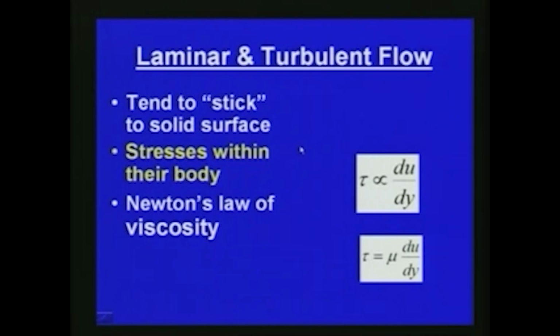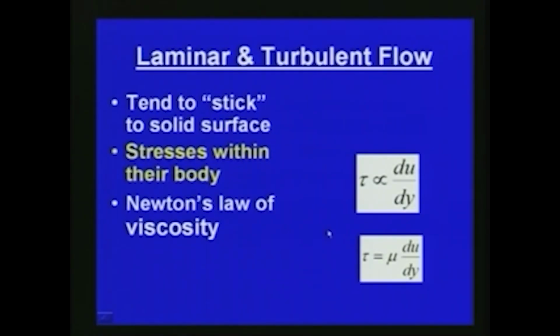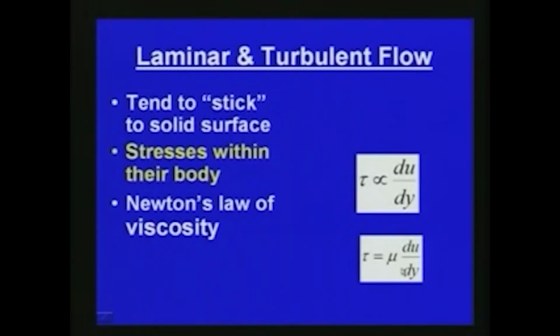While discussing laminar and turbulent flow, another important aspect is Newton's law of viscosity. We have already seen in our introductory lectures that Newton's law of viscosity states that the shear stress is proportional to the velocity gradient. So tau is proportional to du by dy. With the dynamic coefficient of viscosity, we can write tau is equal to mu du by dy. So this is Newton's law of viscosity: the shear stress is equal to the dynamic coefficient of viscosity multiplied by the velocity gradient.